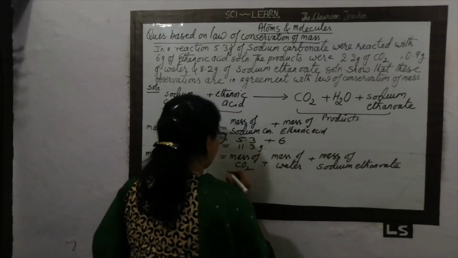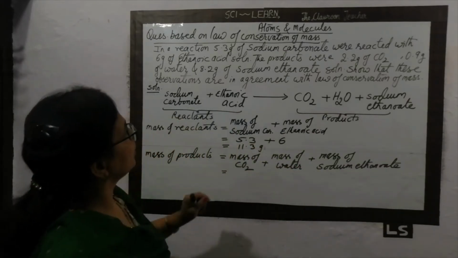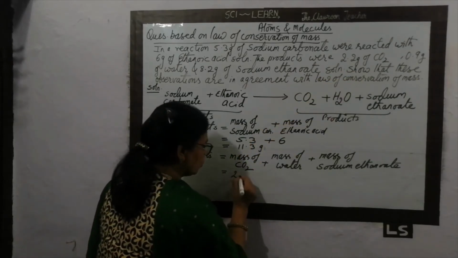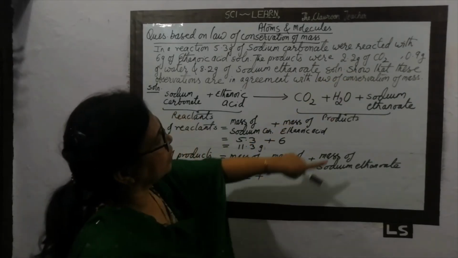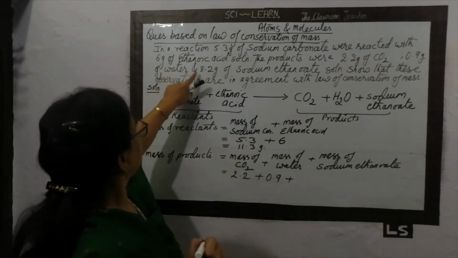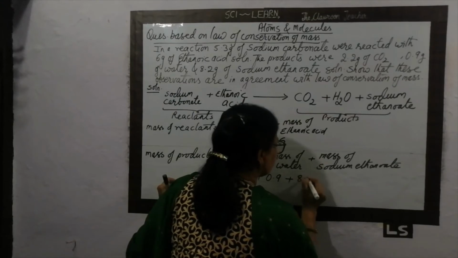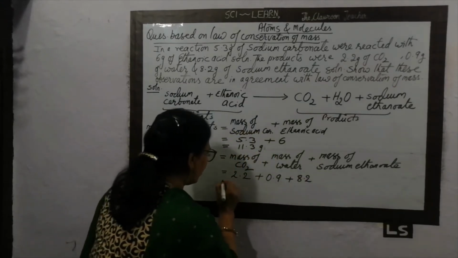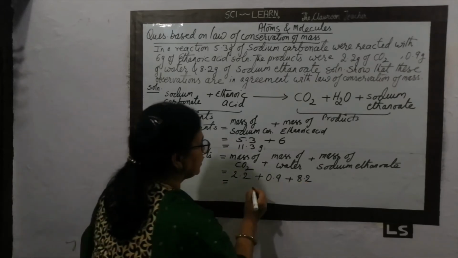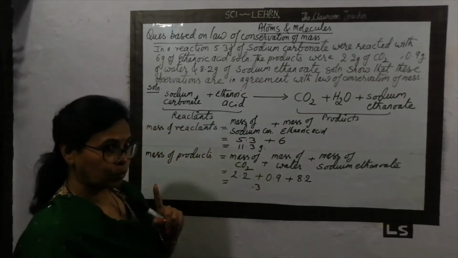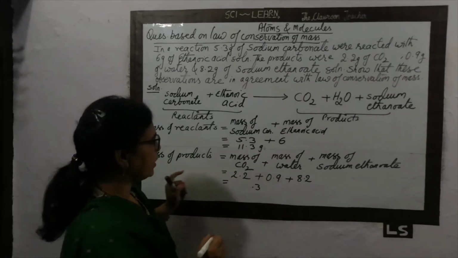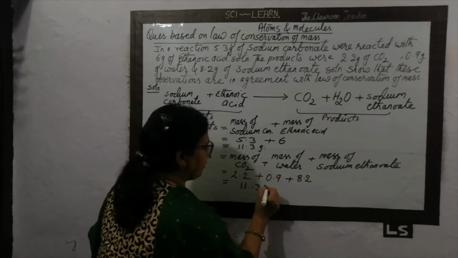Now write the masses. What is given in the question? The products were 2.2 gram of CO2, that is 2.2, then plus 0.9 gram of water, then plus 8.2 gram of sodium ethanoate. Now add all these three. 2 plus 9 is 11, 2.2 plus 0.9 is 3.1, and 3.1 plus 8.2 is 11.3 gram.